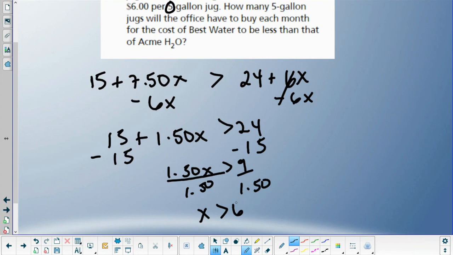In this case, we ended up getting a whole number. A whole number makes sense. This company would not buy part of a gallon or part of a 5-gallon jug. They're buying them by the whole 5-gallon jugs. So for this one, that's what it would be. Okay, so make sure you understand it in context of the problem and you can put it in words.